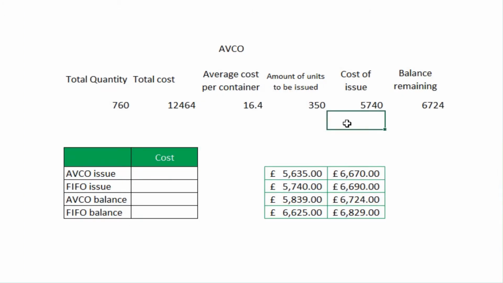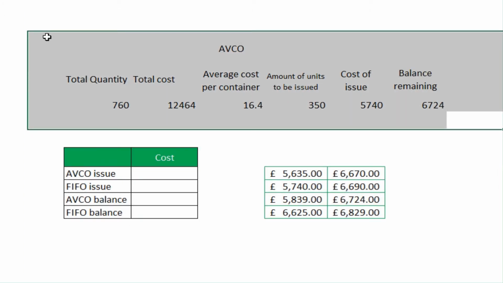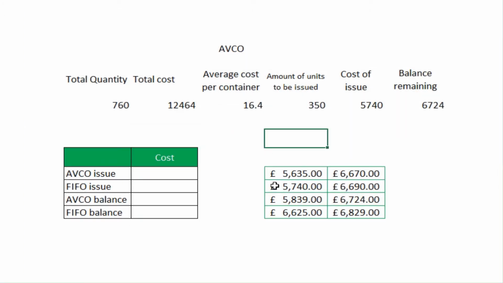Now, if we look at our answers that we just put together, you will see that the cost of issue 5740 can be matched up here, and our balance remaining of 6724 can be matched up here. We were working out AVCO, so the AVCO issue is 5740, just like it is here, and the AVCO balance is 6724. Now we will have a look at the FIFO issue.